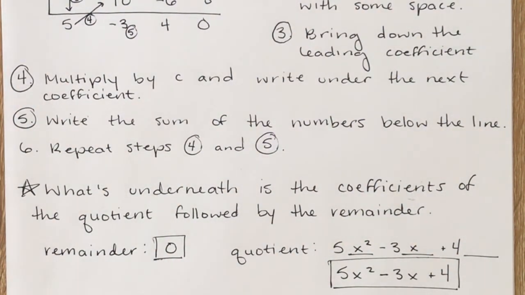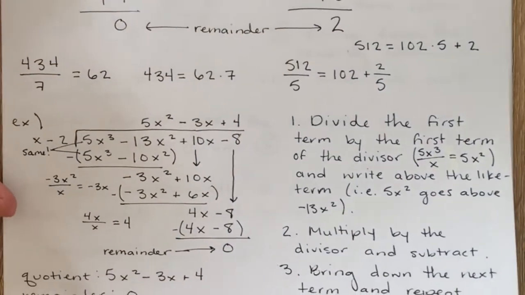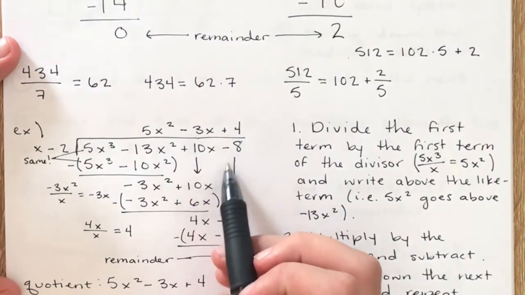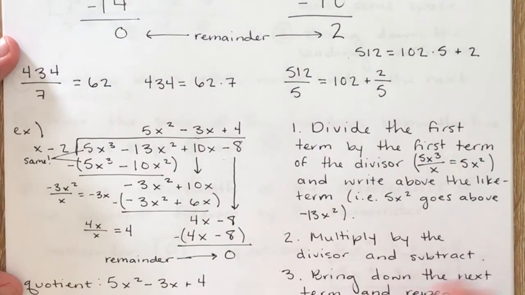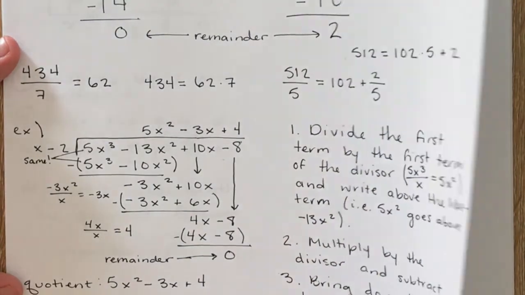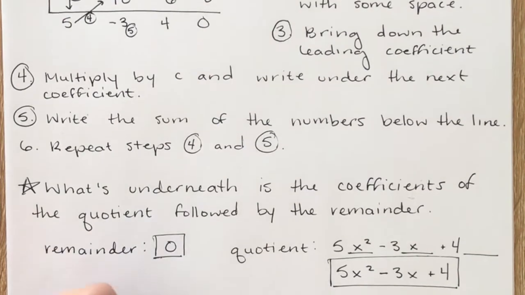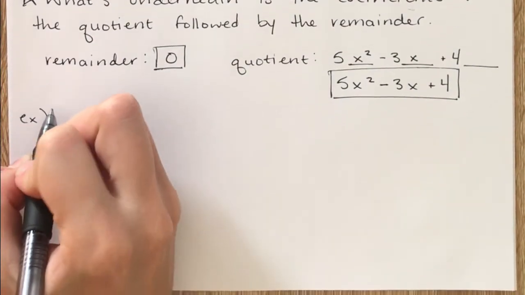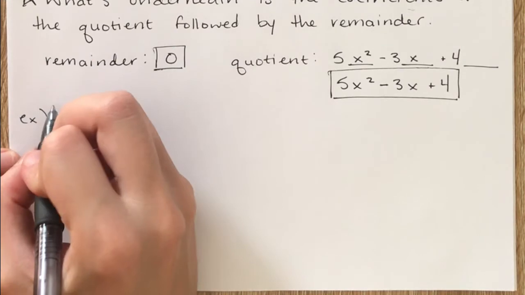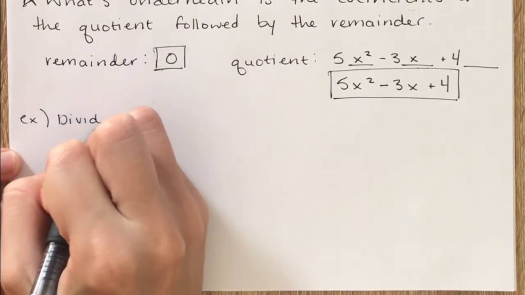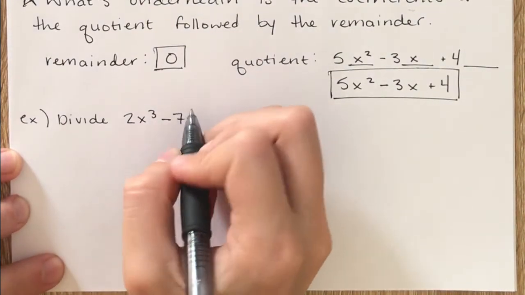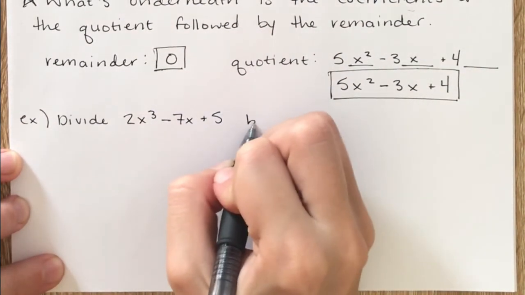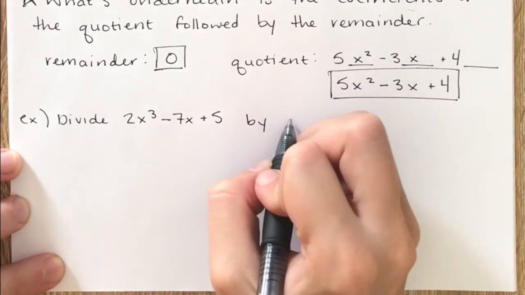Now, if we wanted to, we can compare this to what we did at the beginning of class, our first example. We actually did the long division for this problem, and we got 5x squared minus 3x plus 4. Now we know how to do it in a way that is a bit faster. Okay, let's try another one really quickly. Let's say you were asked to divide 2x cubed minus 7x plus 5 by x plus 3.